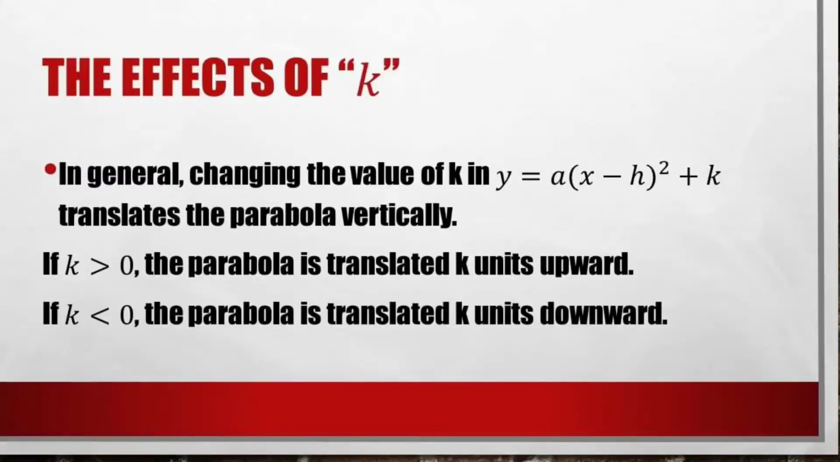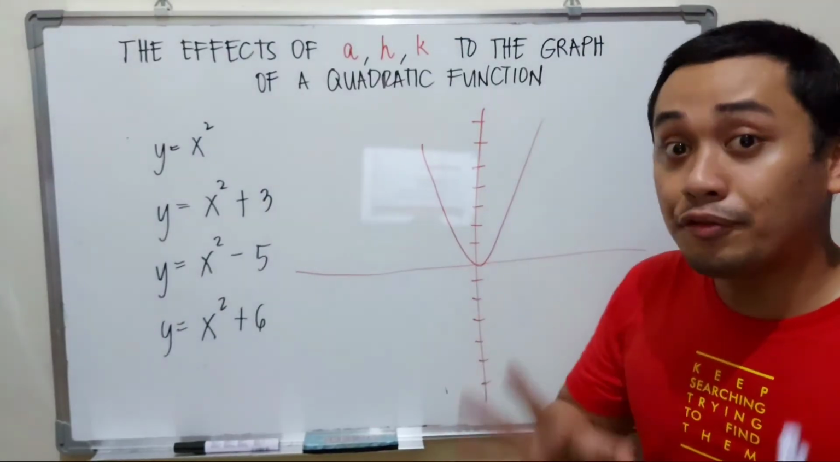The effects of k. In general, changing the value of k in y is equal to a times x minus h squared plus k translates the parabola vertically, meaning going up or going down. If k is greater than 0, the parabola is translated k units upward. If k is less than 0, the parabola is translated k units downward. Finally, the effects of k.